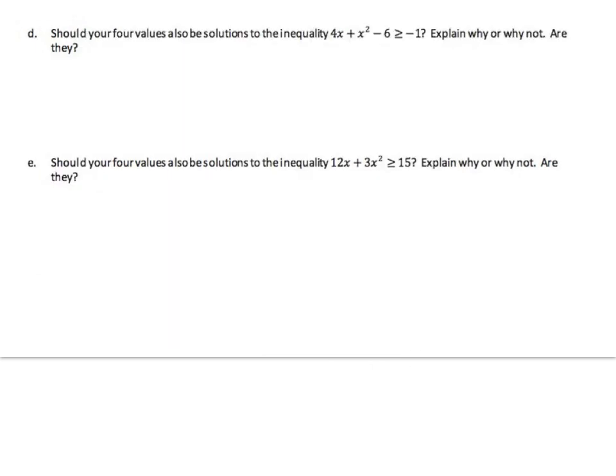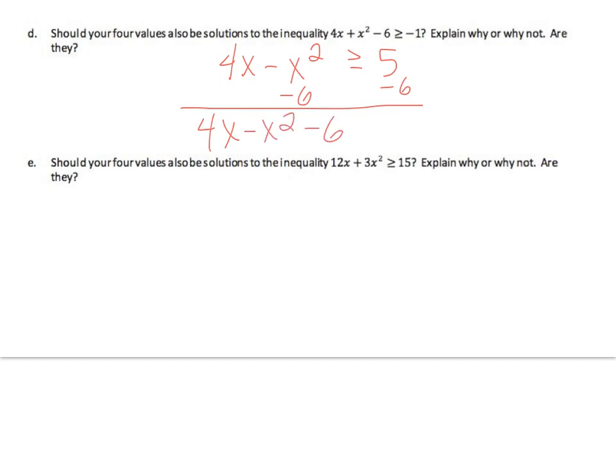Keep on going. Should your 4 values also be solutions to the inequality 4x plus x squared minus 6 is greater than or equal to negative 1? See how that changed? Well, all we did here, we went 4x plus x squared. That's the original one. We just subtracted 6 from both sides. We got 4x plus x squared minus 6 is greater than or equal to negative 1. So those are also equivalent algebraic expressions.